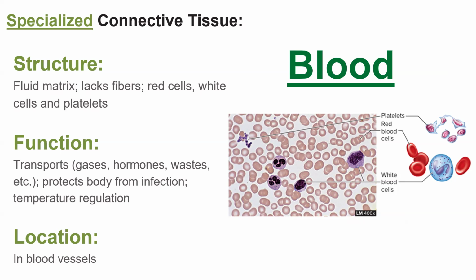The big thing is transport, and that goes for multiple things. Of course, gases like oxygen and carbon dioxide, nutrients like glucose, hormones, different wastes, pretty much everything that's getting transported elsewhere goes through the bloodstream. Because of our white blood cells, it helps to protect us from infection.